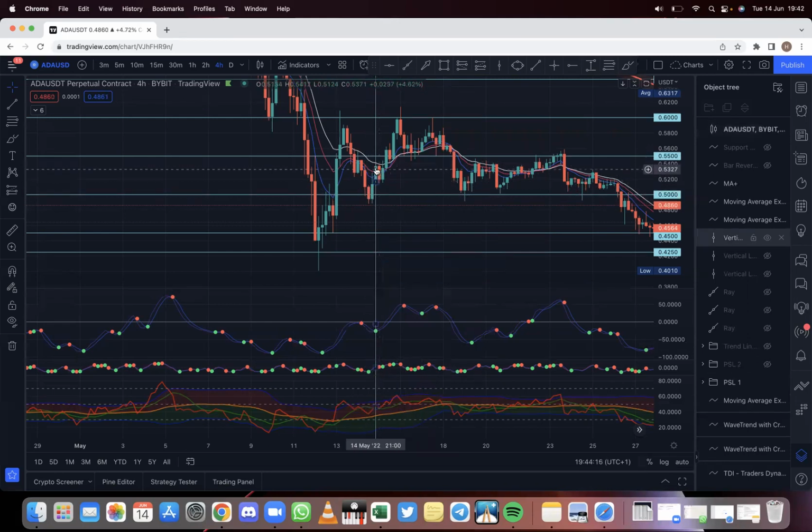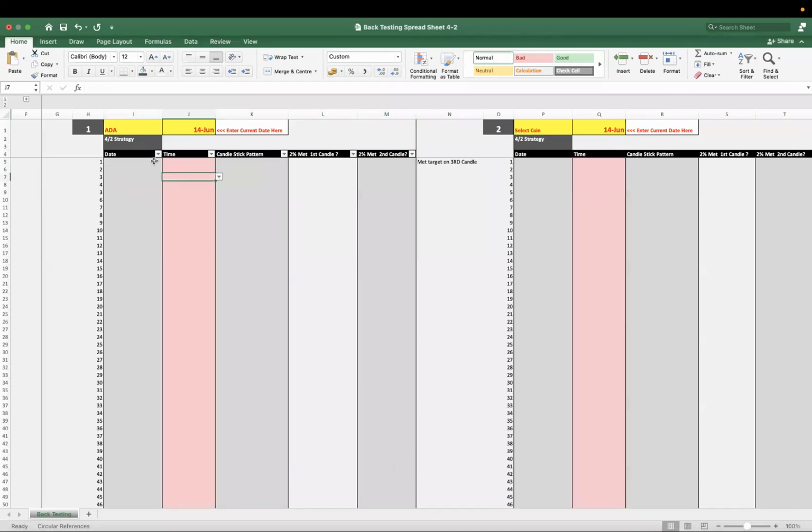So if we've gone into the trade here, in the spreadsheet, the date was 14th May 2022. Time was 2100. So date 14th May, time, then you select the time 2100. What pattern do we see? We saw a tweezer bottom.